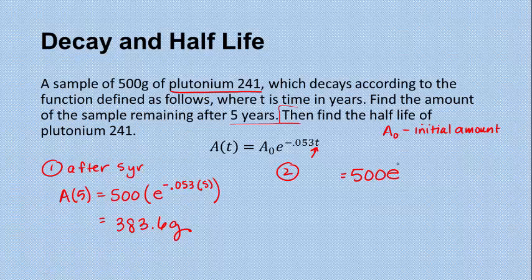It's still e to the negative 0.053, but the variable is in the exponent. Ooh, the variable is in the exponent. This should be sending you some solving vibes. You should know where we're headed.